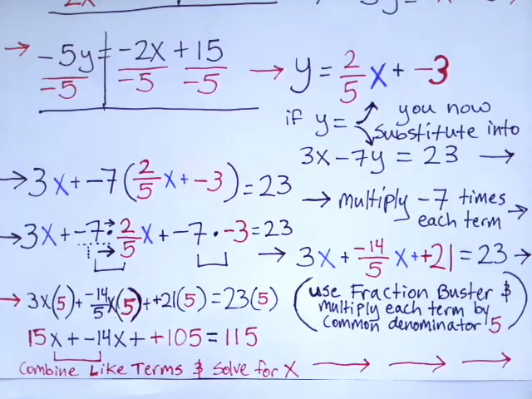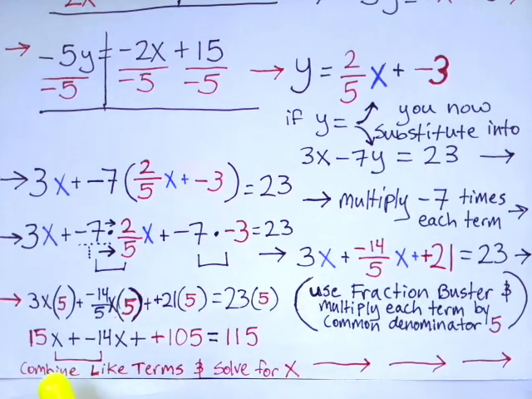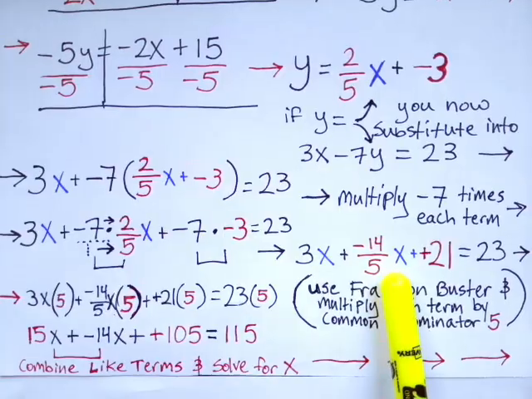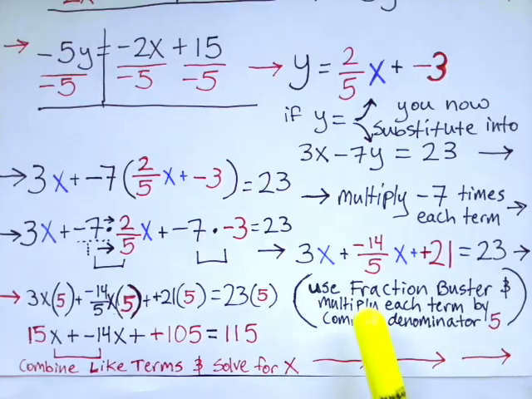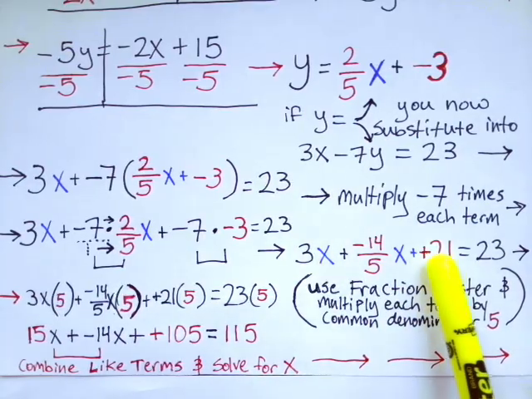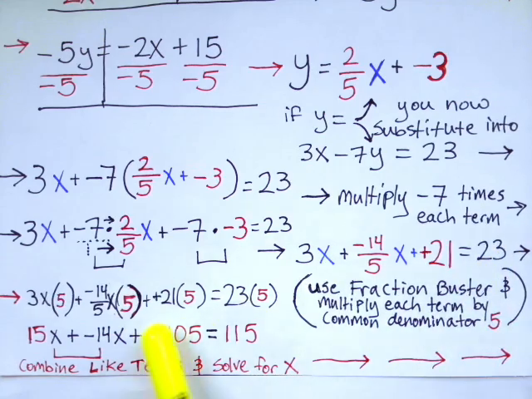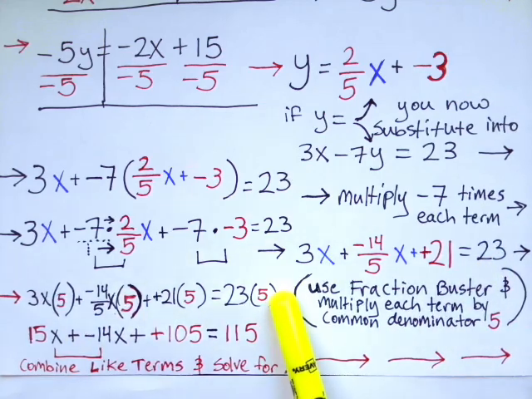I may have lost you there. Remember, you can stop, pause, and rewind anytime you would like. So I'm going to explain this one more time. Up here I noticed I have a 5 in the denominators. I do not like fractions, so I'm going to use what's called a fraction buster. I'm going to multiply each of these terms by 5, and I'm showing you that here.